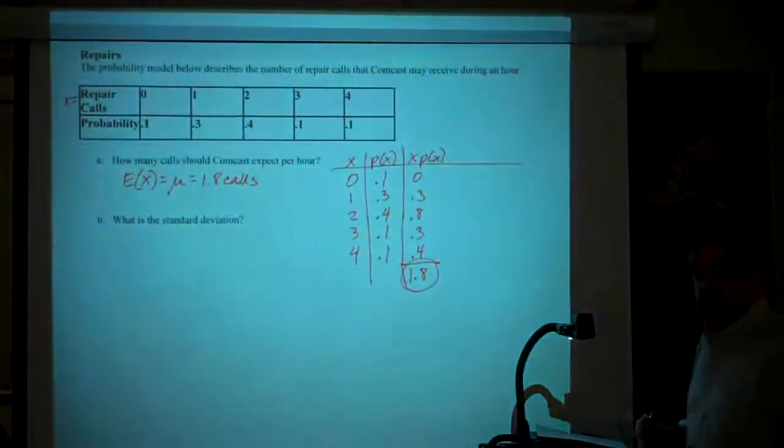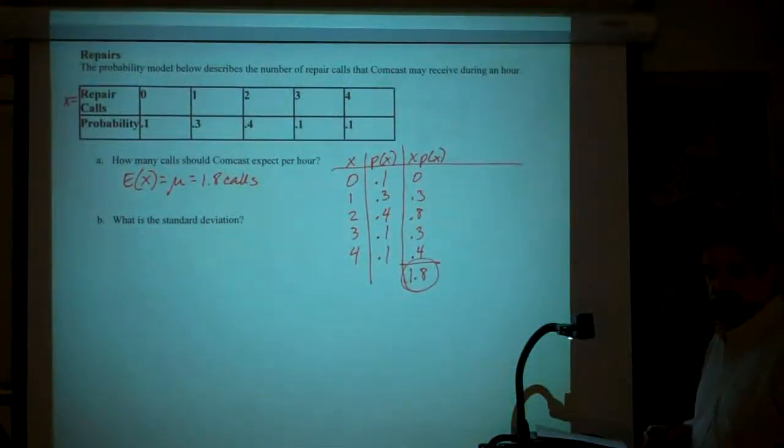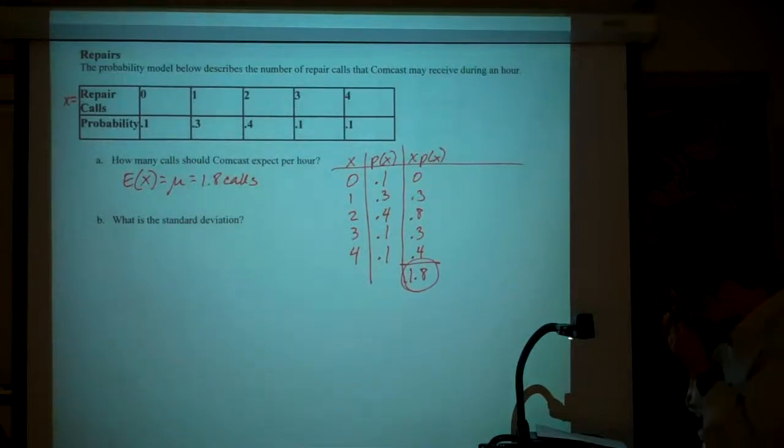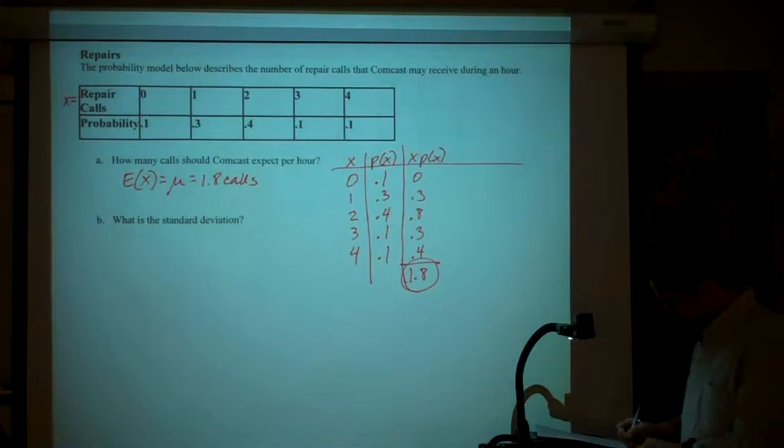Are they going to get 1.8 calls in the next hour? No, you can't get a fractional call. Okay? That's not one of the choices. Again, what this means is, over the next several hours, I'm expecting that to average to be 1.8 calls per hour. Okay? Now to find the standard deviation.